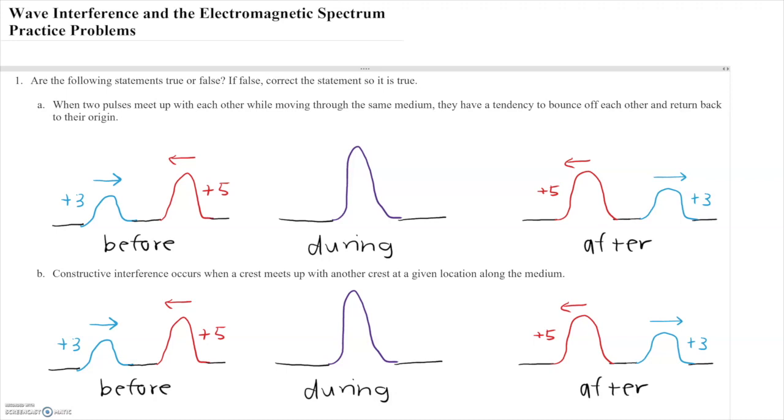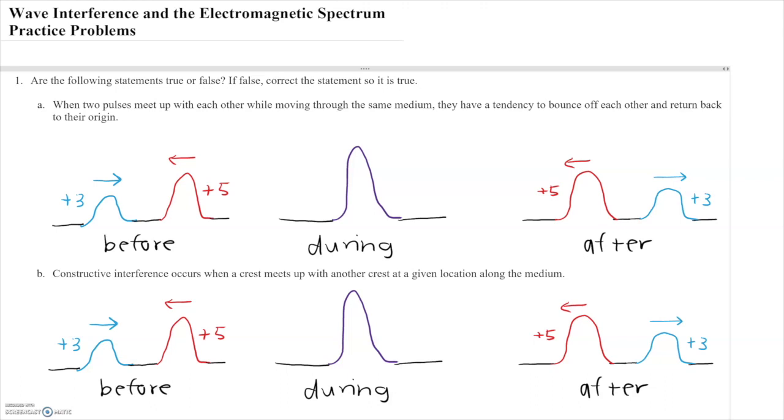For number 1, you were given multiple statements and you had to determine if each statement was true or false. If the statement was false, you have to correct the statement so it became true. So part A says when two pulses meet up with each other while moving through the same medium, they have a tendency to bounce off each other and return back to their origin.